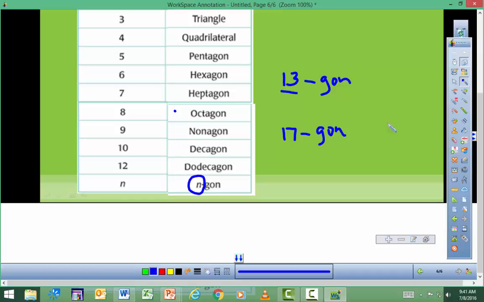What you'll have is a diagram, and you'll have to classify it. You'll have to classify the polygon based on the number of sides, and you'll have to name it according to whether it's convex or concave and those kind of things as well. So, well, let's move on.